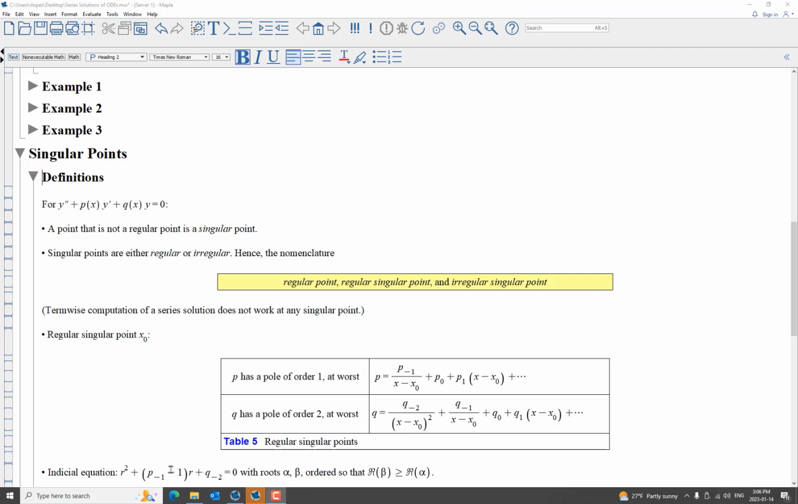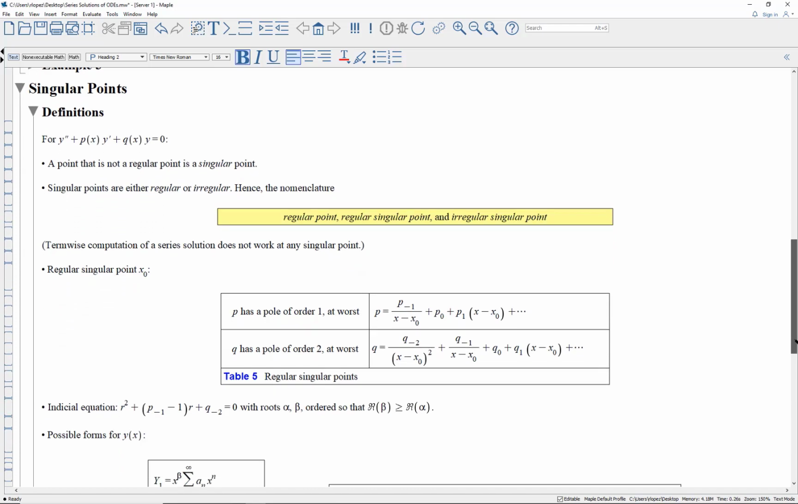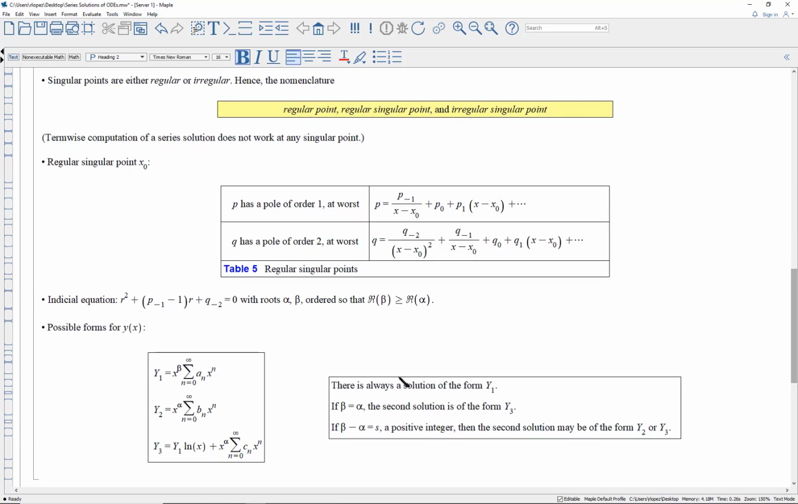But this equation has two roots. We'll call those roots alpha, beta, and we'll order them so that the real part of beta is greater than or equal to the real part of alpha. That will then determine the nature of the solutions at this regular singular point. And this stuff is what's called the Frobenius theory. One solution will be a generalized power series. It will have x to the beta out front, and this part will be a regular Taylor series.